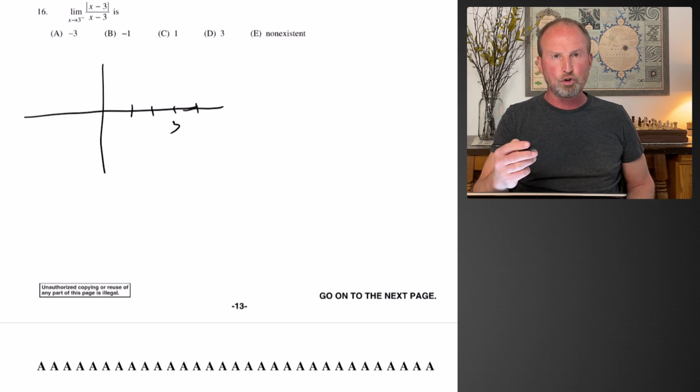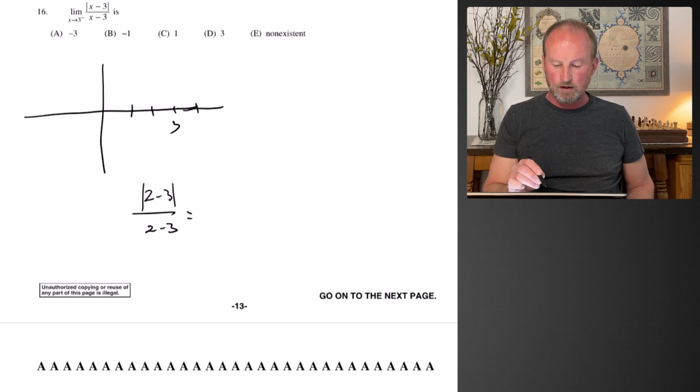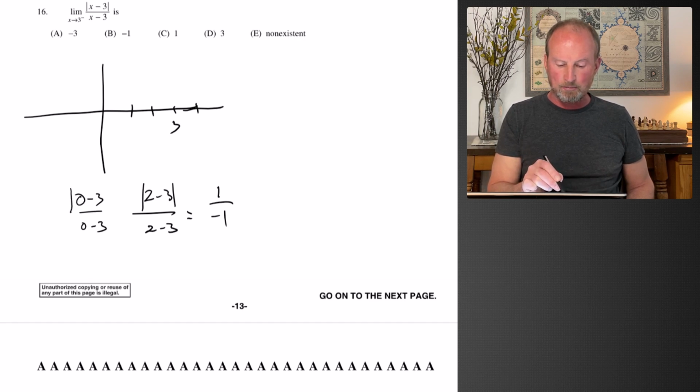What if I plug in a 2? Let's plug in something to the left of 3. I end up with the absolute value of 2 minus 3, over 2 minus 3. The top's a negative 1 absolute value, which is a positive 1. The bottom's just a negative 1. What if I plug in 0? Now I have 0 minus 3 over 0 minus 3, but the top's an absolute value, so it becomes a positive 3, and the bottom is a negative 3, which again is a negative 1.